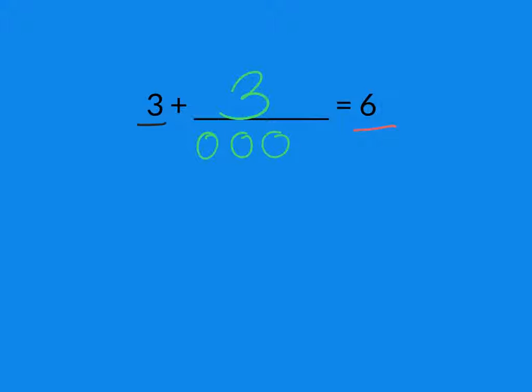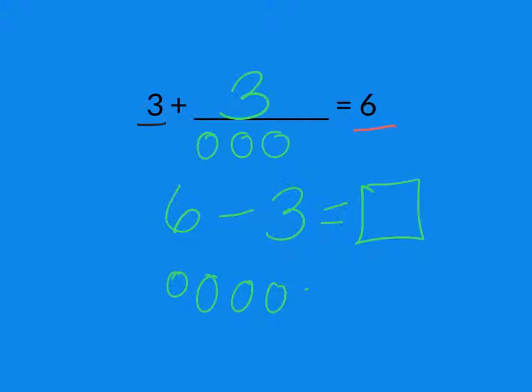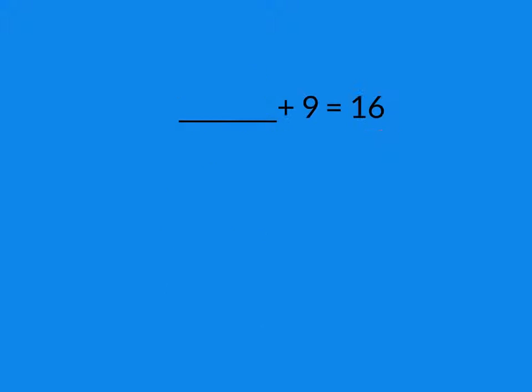So I know 3 plus 3 equals 6. I can also check my work by subtracting. So I can take my 6, take away the 3, and I would get my missing addend. So 1, 2, 3, 4, 5, 6, take away 1, 2, 3, and I can see I have 3 left. So I was correct. I'm going to move on to the next problem.